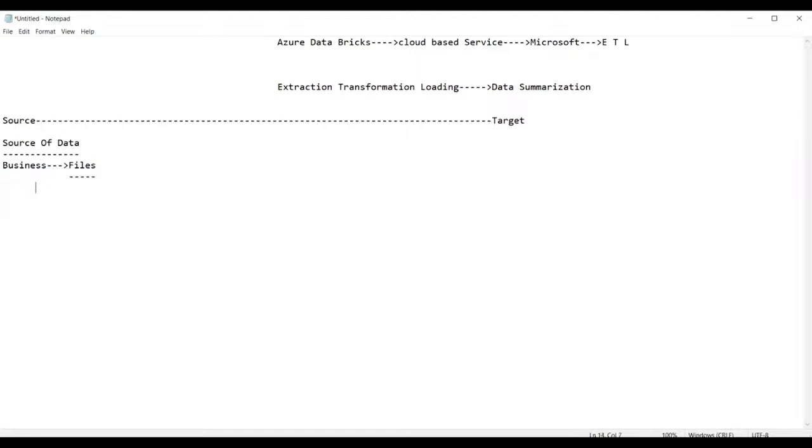The files are the following. We can have Excel files, and CSV files, which stands for comma separated value files. And you have JSON files. JSON stands for JavaScript Object Notation files. And afterwards, you have the Parquet files.